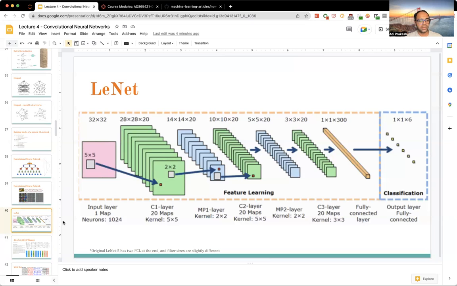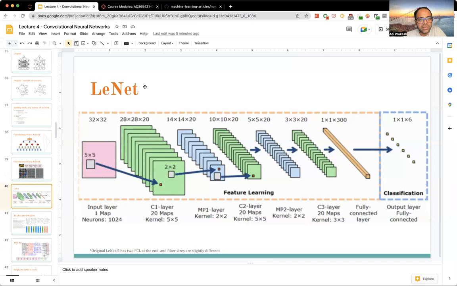This was in the 90s, but this is what is called LeNet. But it's very small and very easy to play with. So I'll definitely encourage you to try this. If you are not using GPUs, if you're only using CPUs, this is a good type of network to play with. LeNet 5 is, I think, the exact name of the network.